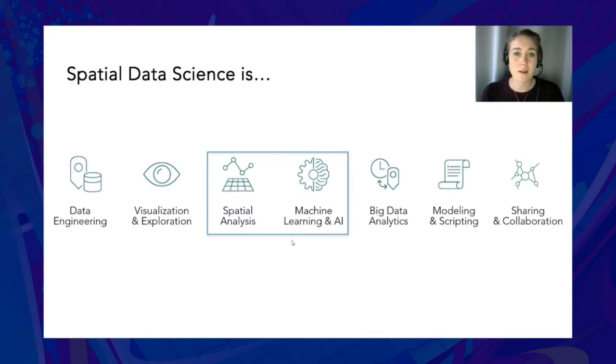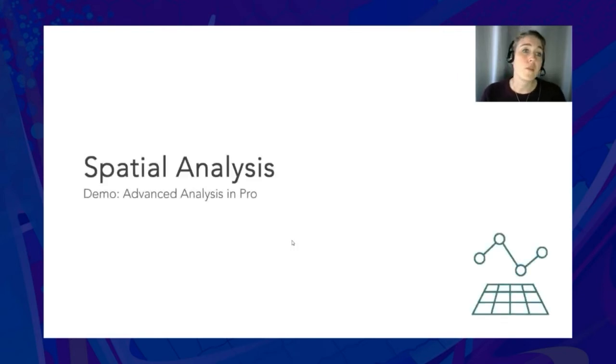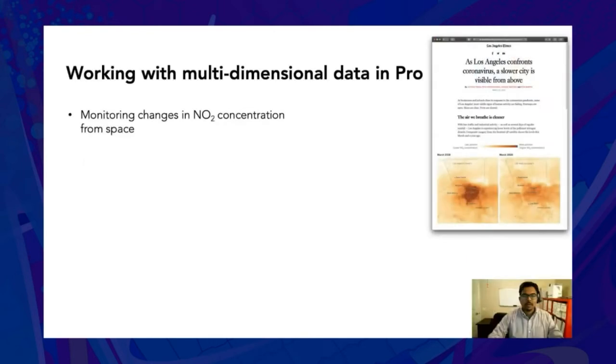I really just want to reinforce that solving a spatial problem using machine learning and AI is spatial analysis. And really our focus should very much be on the problem that we're trying to solve and making sure we find the best methods, the best algorithms, the best approaches to solve that problem, not starting the other way around. So with that, we're going to start with a really cool example from Atma about doing advanced analysis inside of Pro. Hello, everyone.